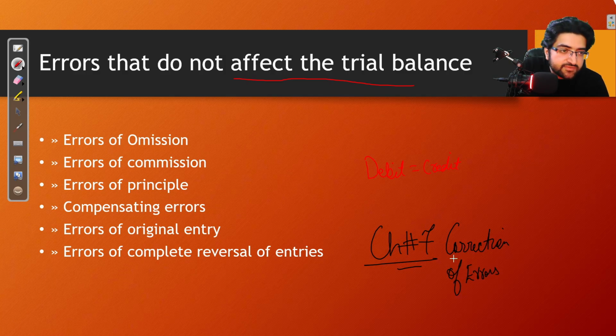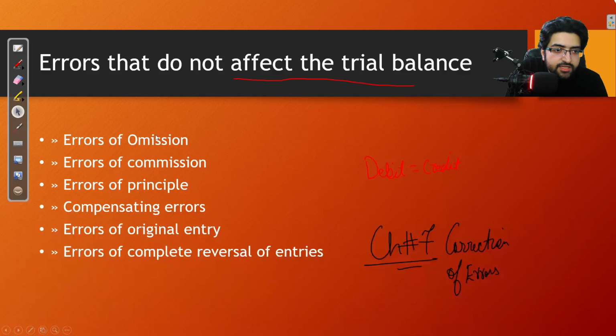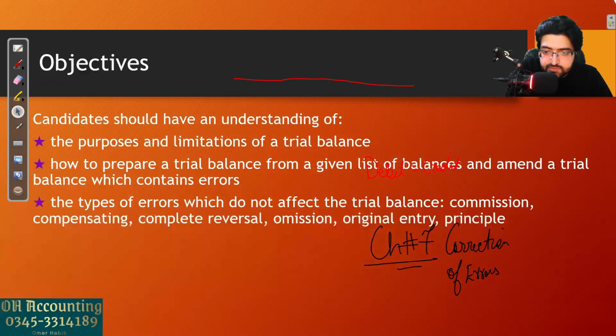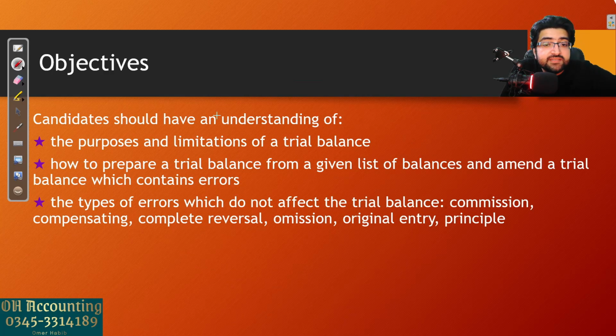Let's look at the objectives quickly because this chapter is complete. So let's move back and see the objectives. Objectives, what they want you to know for your CIE syllabus. Okay, so the purpose and limitation of a trial balance, I told you, it is used to prepare statements, it is used to find errors. The limitations are that not all the errors are traceable using the trial balance. So I have discussed that with you.